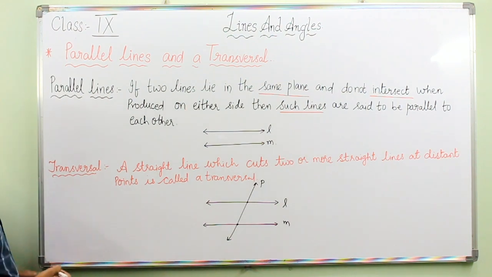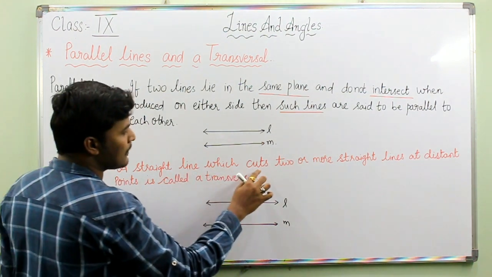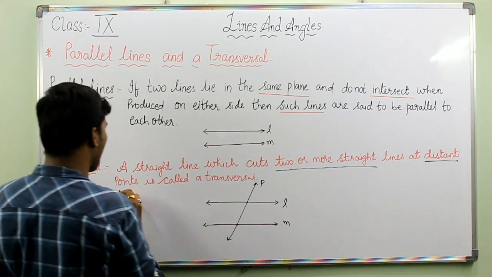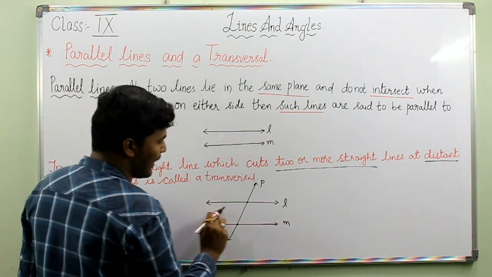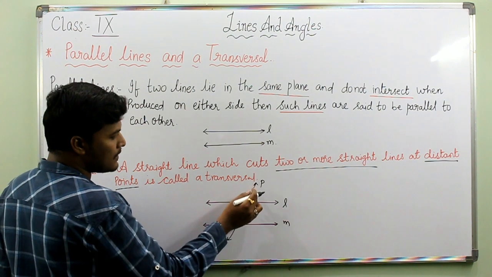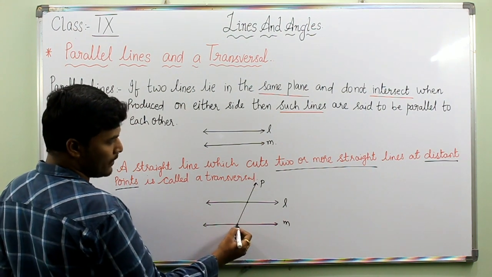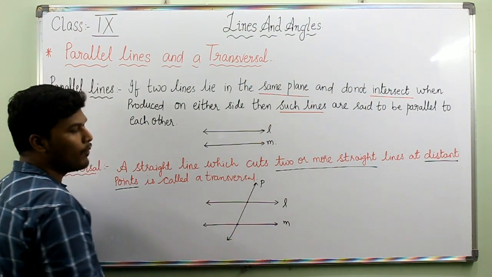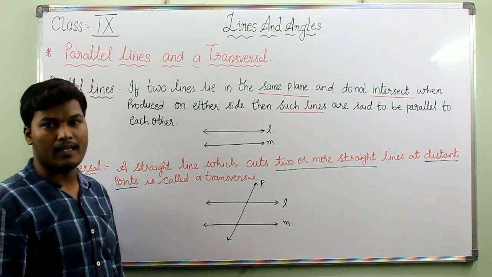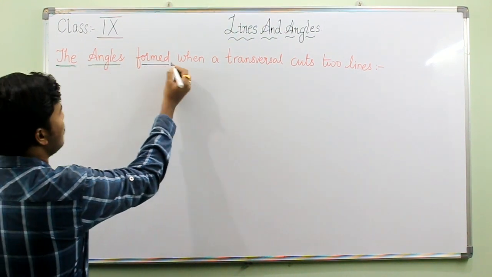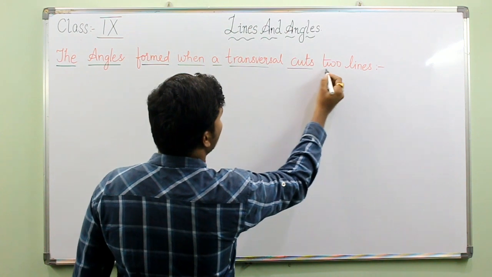Now let us see what a transversal is. A transversal is nothing but a straight line which cuts two or more straight lines at distinct points. So L is one straight line, M is one straight line. P is the transversal which is cutting the lines L and M. This P is a transversal which cuts the straight lines at two or more points. Now let us see the angles formed when a transversal cuts two lines.